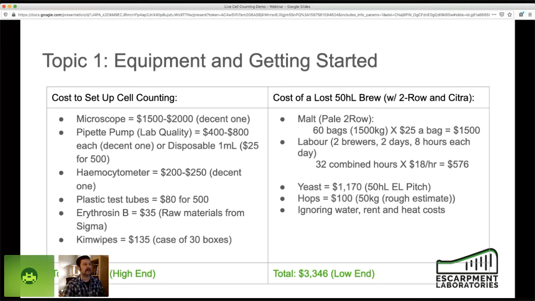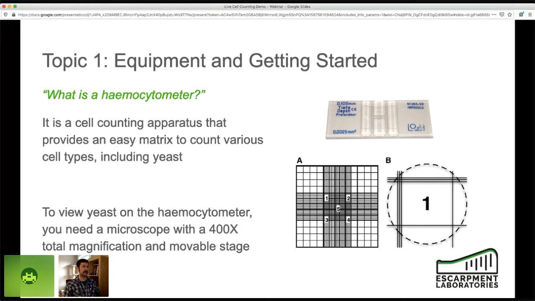So on the low end, we're looking at $3,300 for a really, really simple hopped blonde or pale ale. If this goes bad, there's also all the value on top of that that's lost. So just in raw material cost, we're at roughly the same, and that's just one batch of beer. With this equipment, you can get several hundred uses out of this single cost that you purchased for your cell counting setup.